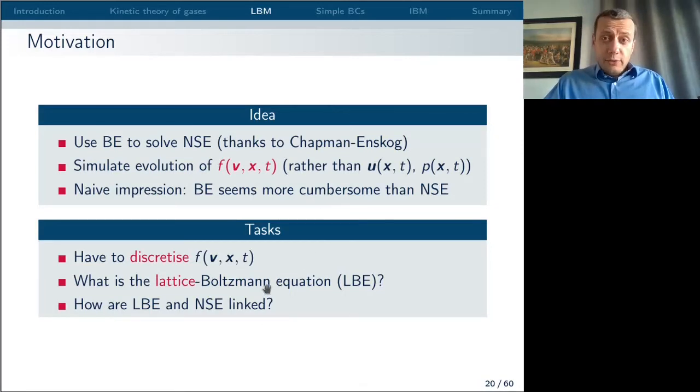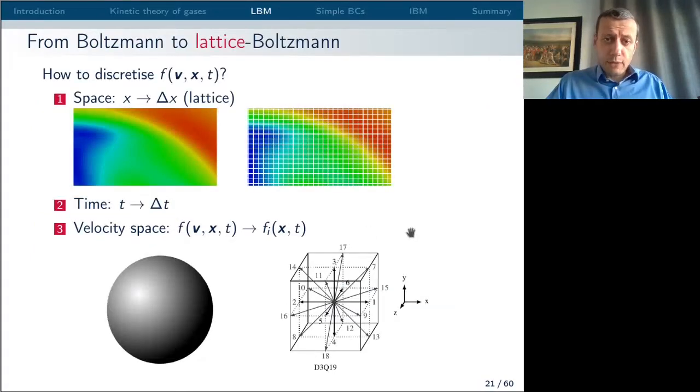What are our tasks in order to get there? First of all, we have to discretize the distribution function f, because for any computer simulation you need some kind of discretization. For example, you need a lattice, you need time steps, and so on. Then, of course, we have to ask, what is the Lattice Boltzmann equation? So how does the governing equation look like that we will use for this particular task? And also, how are Lattice Boltzmann and the Navier-Stokes equation linked? And we will do this step by step.